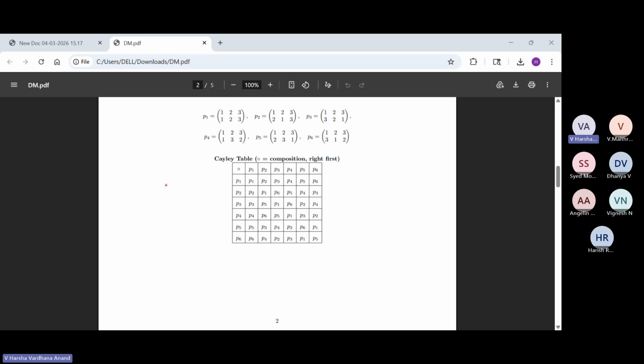Similarly, let's take 1. P2 of 1 will give you 2, and then P1 of 2 will give you 2. So essentially, take any of 1, 2, 3, apply P2 first and then P1 after that, and you'll get this entry.